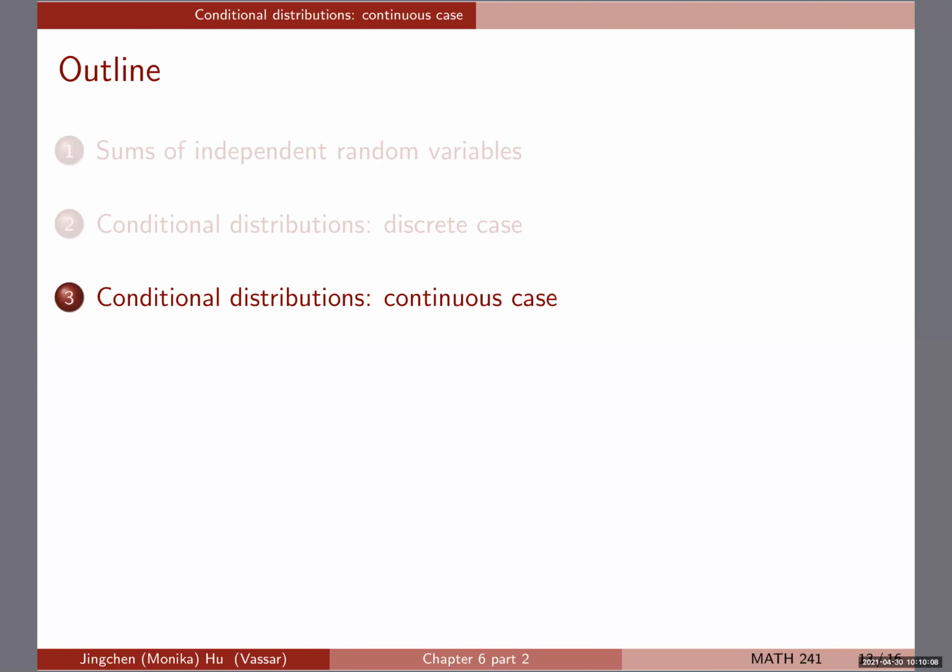Now, after covering the conditional distributions in the discrete case, we're ready to talk about the continuous case. The general format works very similarly. We're still looking at the ratio of the joint and the marginal. Compared to the discrete case, where we do a summation to get the marginal in the denominator, here we get it through integration.